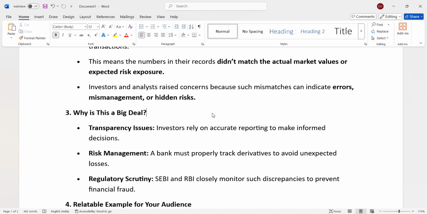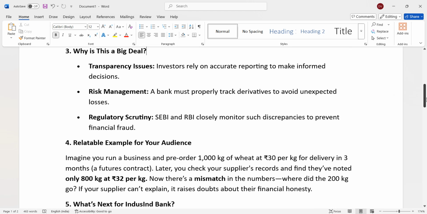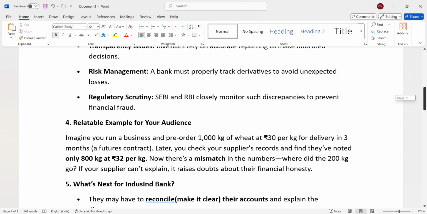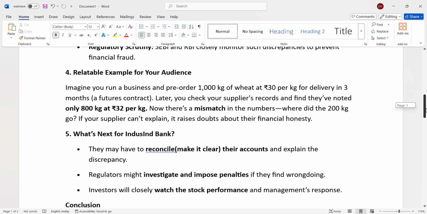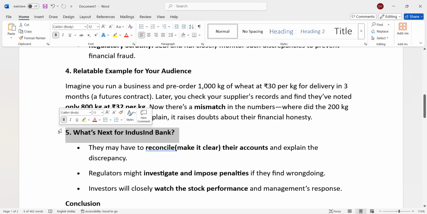Just recall the incident of Satyam Computers. This is not similar, but the actual thing that happened at Satyam was different from the shown thing. This is something like that. So investors are very angry about this issue. Their anger becomes bigger and bigger, so that issue keeps the stock down. So what's next for the Indusland Bank? This is the $1 million question.